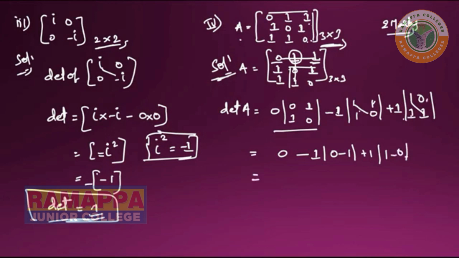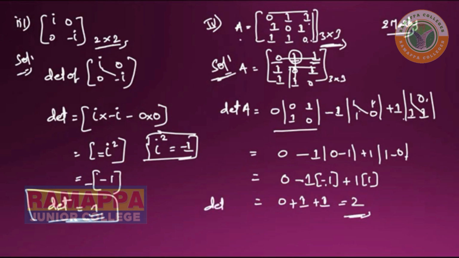So that will go like this: minus 0 minus 1 into, so this will become minus 1, and plus 1 into 1. So it will become 0 minus into minus plus 1 and plus 1 is equal to 2. So det is equal to how much? Det A is equal to 2. Now moving to the next question.